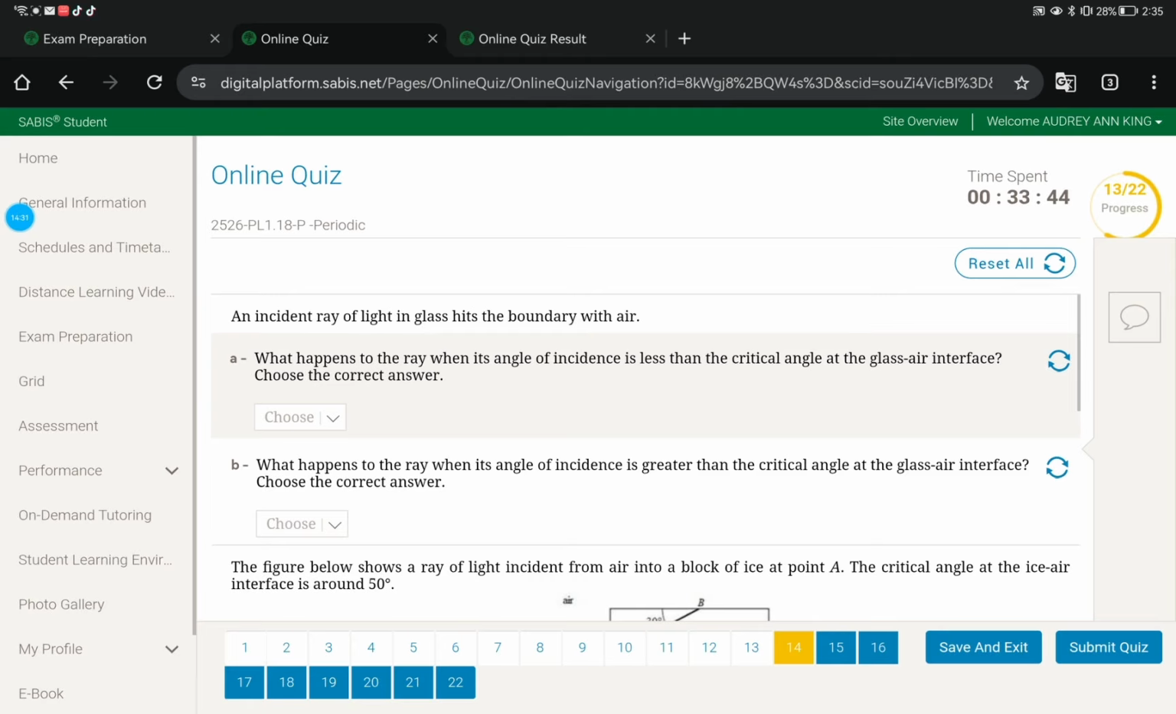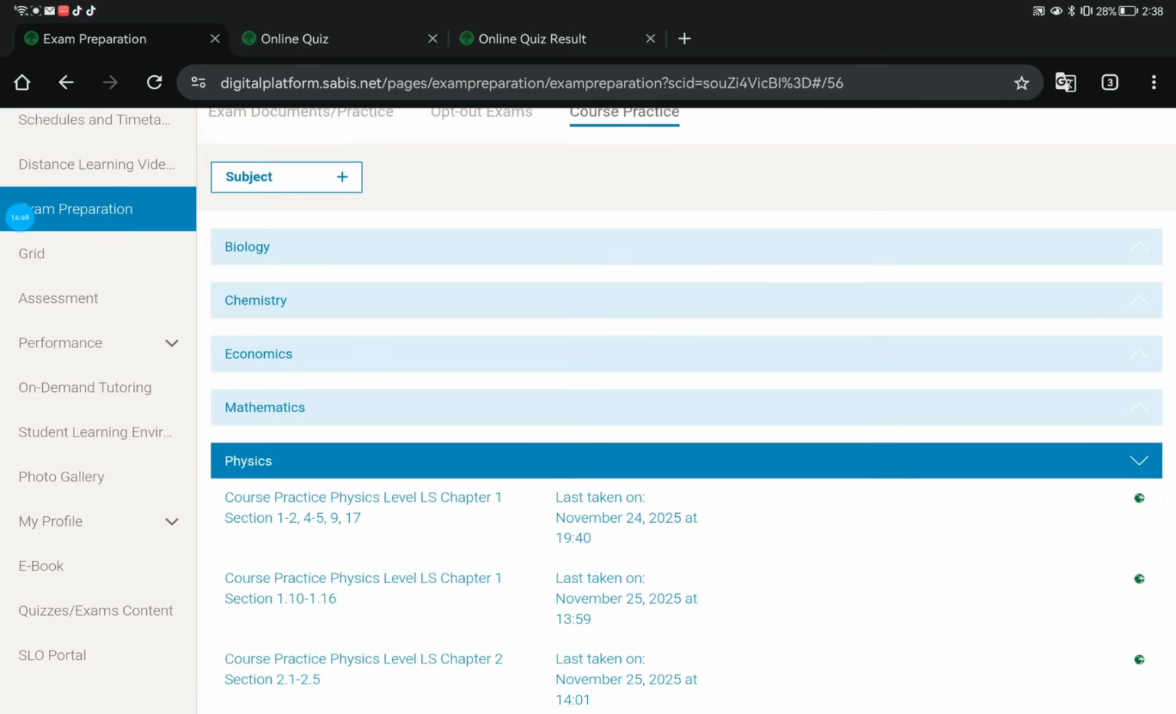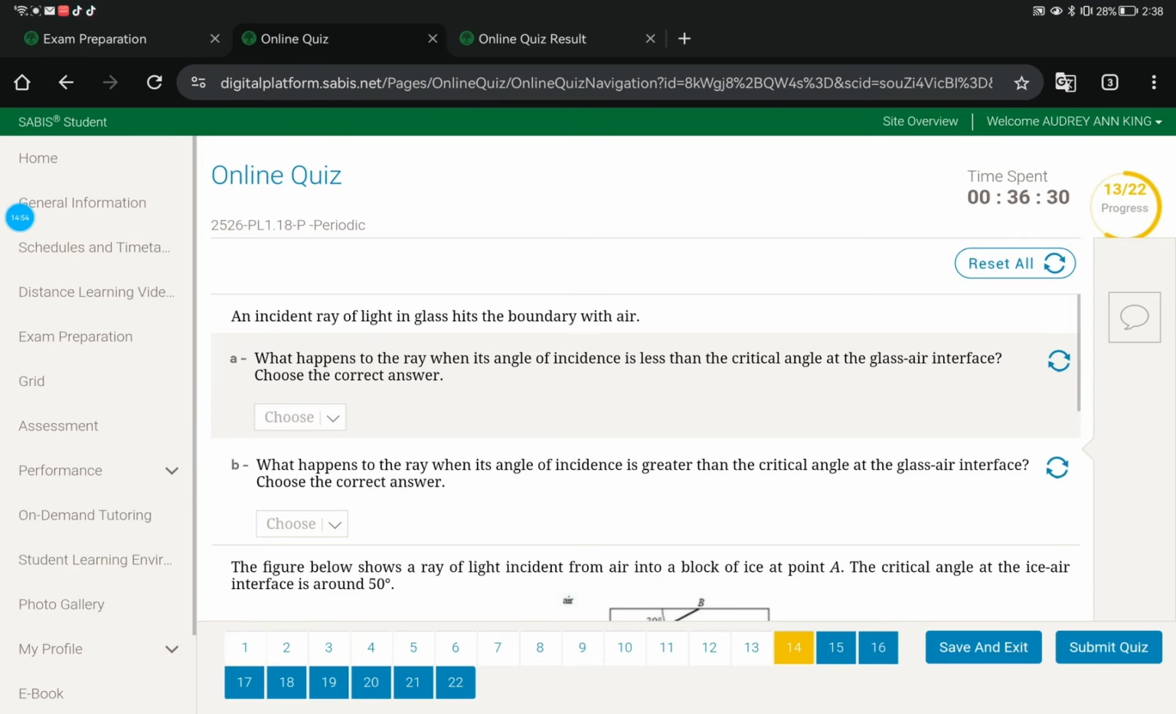An incident ray of light in a glass hits the boundary with air. What happens to the ray when its angle of incidence is less than the critical angle at the glass-air interface? Okay, so what is the critical angle? The critical angle is the angle of incidence at which light travels from a more dense to a less dense medium. Specifically, my bad.